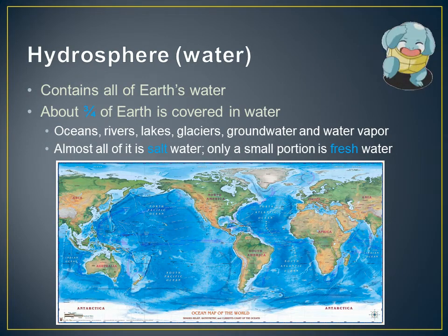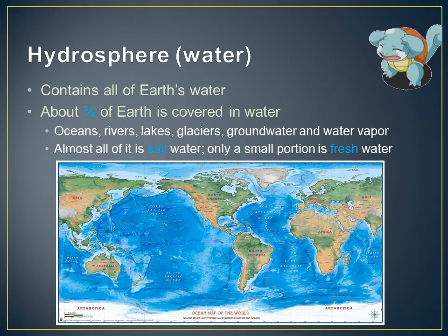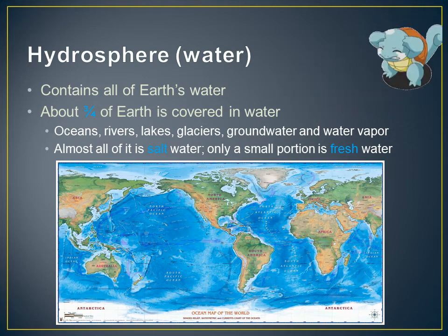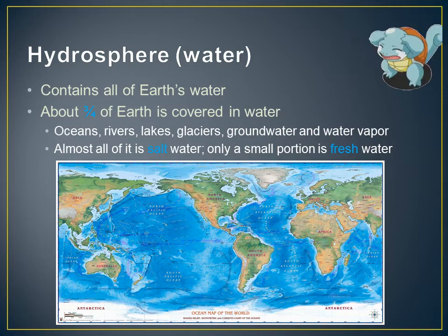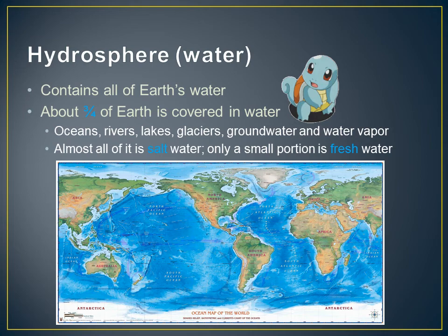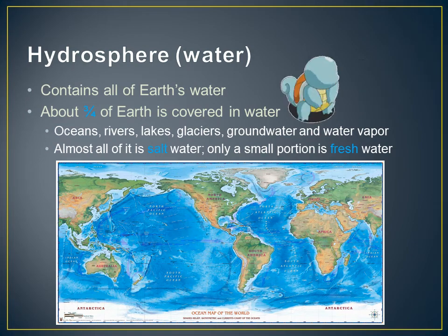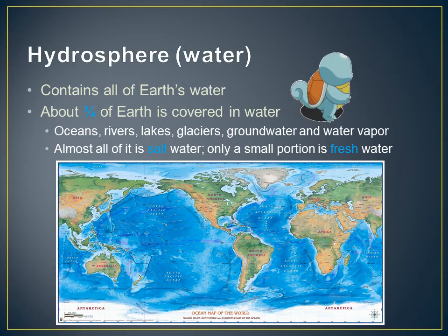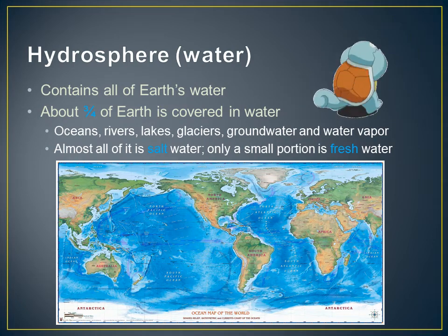Next, hydrosphere. The hydrosphere is the water element of Earth. It contains all of Earth's water. Now, just looking at the picture here, we can see that a lot of the Earth is covered by water. In fact, 3/4, or about 75% of Earth is covered in water. Now, this includes oceans, rivers, and lakes.